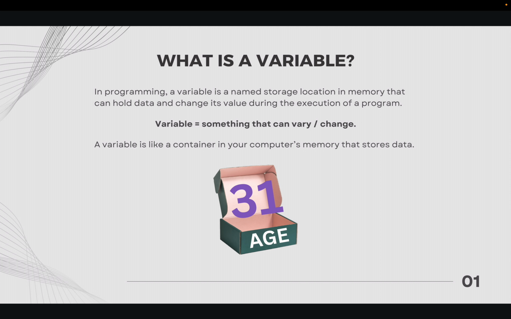A variable is like a container in your computer's memory that stores data. Think of it as a labeled box where you can put values like numbers, text, or true-false conditions. And here's an example. Imagine a box labeled age. You can put the number 31 in it. Later, you can check the box or even change the value.